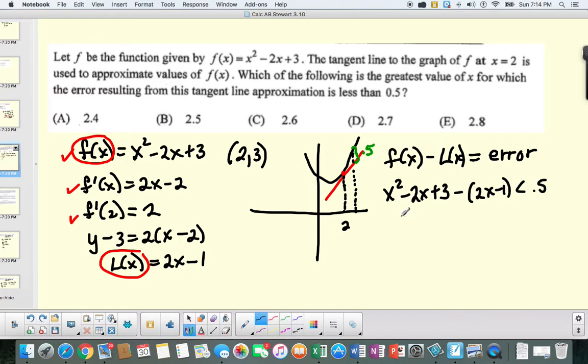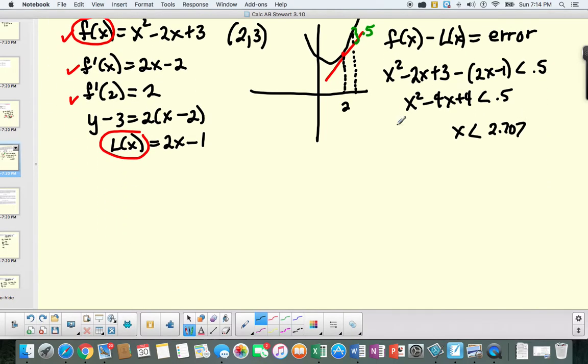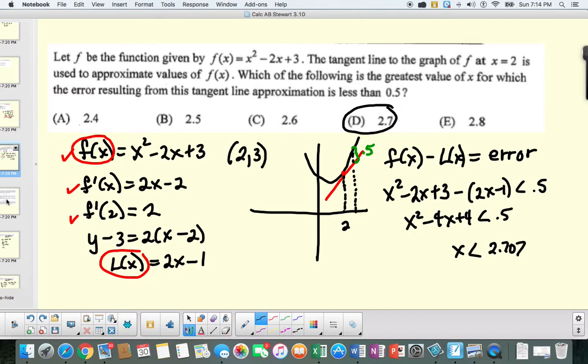So now I'm going to have x squared minus 4x plus 4 less than 0.5. And then I'm going to use my calculator to approximate that. When I use my calculator, I am going to get x is going to have to be less than 2.707. And the best answer there is here. So it's a good thinking question on this one.